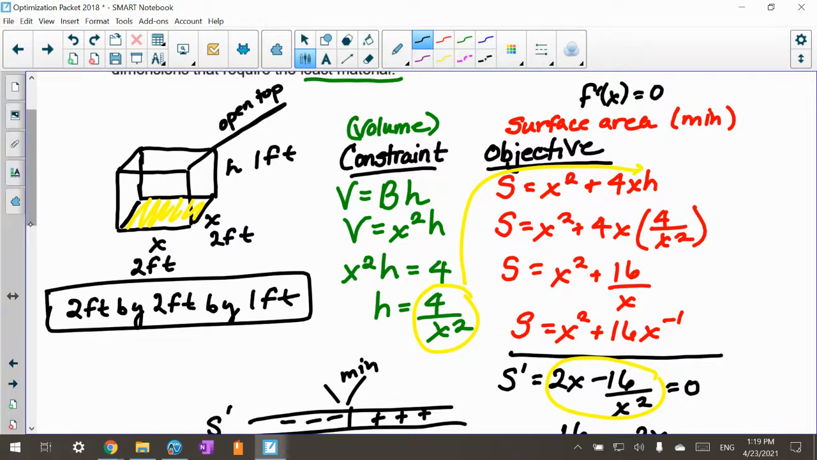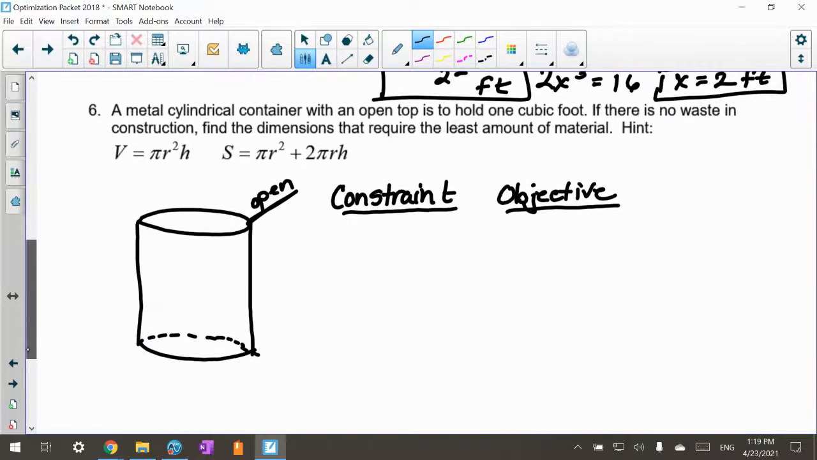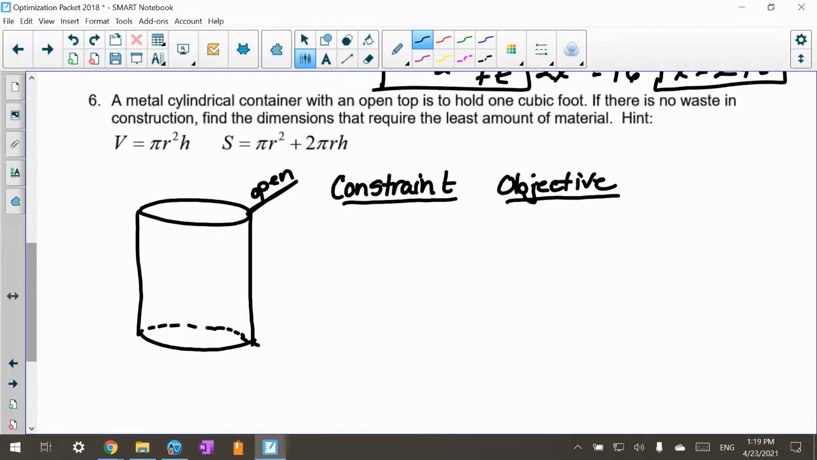Okay, let's try the very last one on here. This is a metal cylindrical container with an open top. So I tried drawing it for you to hold 1 cubic foot. 1 cubic foot, that's volume. That's our constraint. That's all it can hold. Okay? If there's no waste in construction, find the dimensions that require the least amount of material.